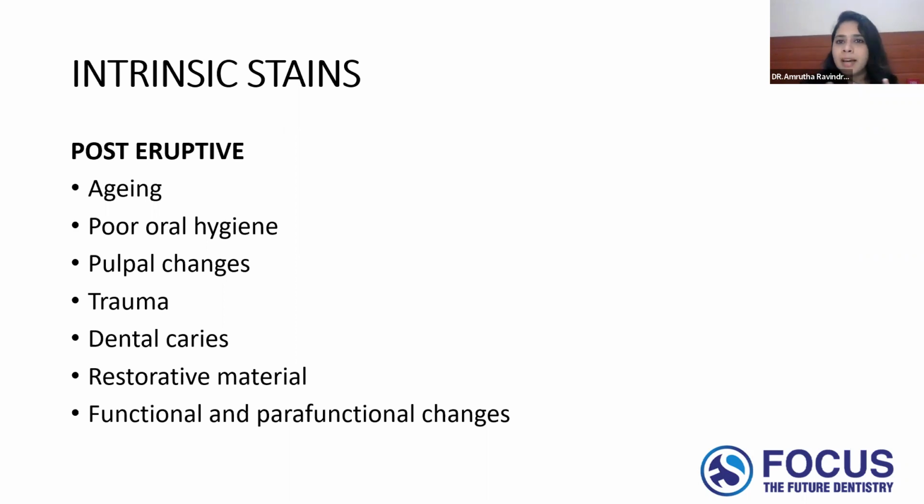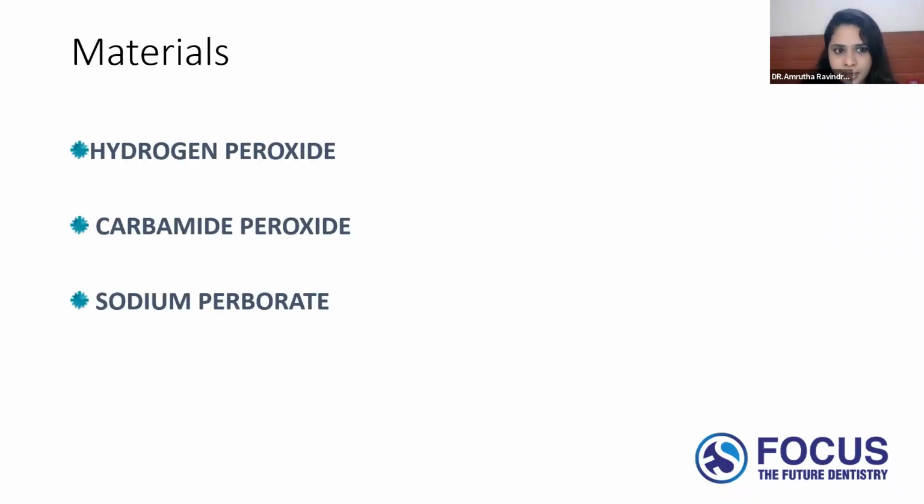Then functional and parafunctional changes. If you have functional and parafunctional habits, like bruxism, there will be a yellowish color, with more chances of a darker shade being imparted to the tooth. So these are the most common causes. You have extrinsic and intrinsic causes for discoloration.